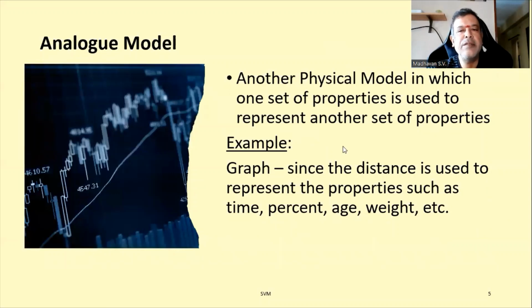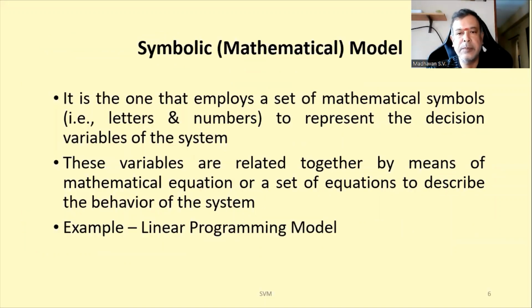Analog model. It is another physical model in which one set of properties is used to represent another set of properties. For example, the graph. Here, the distance in each axis, whether it is the y-axis or x-axis, is representing some property like time. Time in the sense it can be year, it can be month, etc. Or it can represent a property like percentage, age, weight, etc. So that we call an analog model.